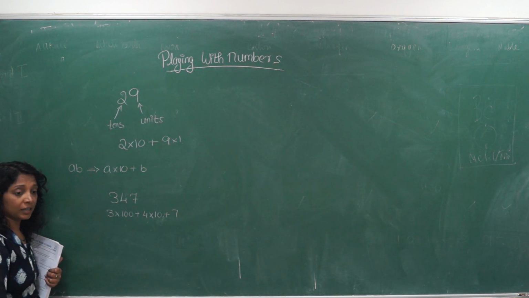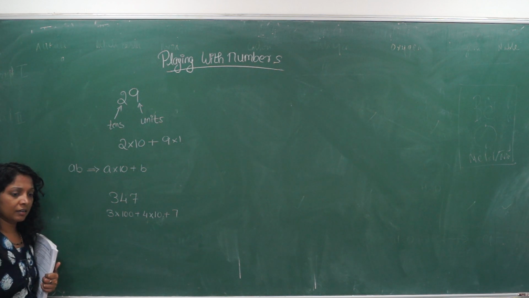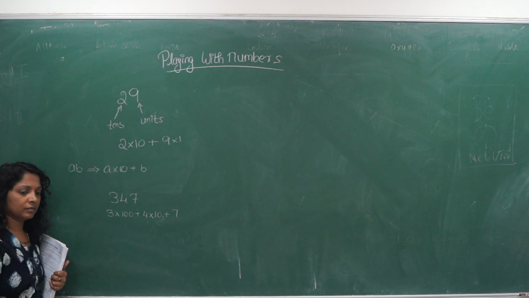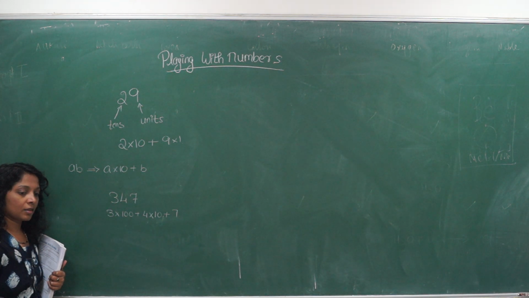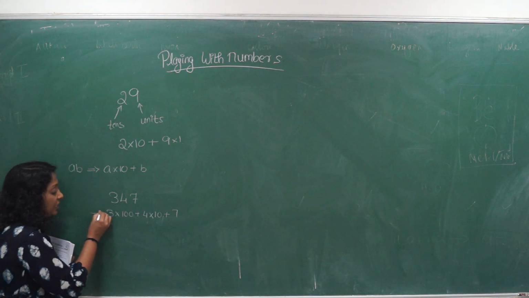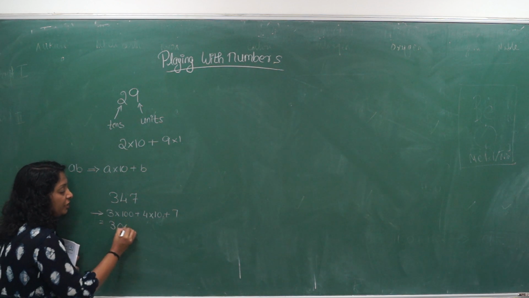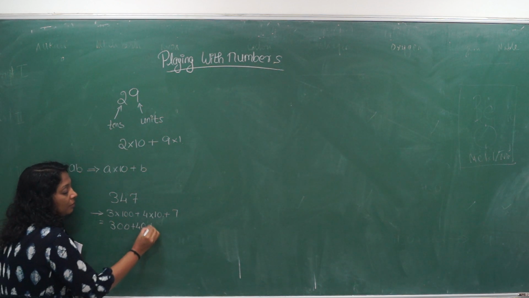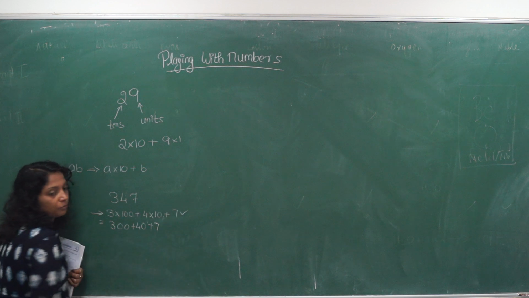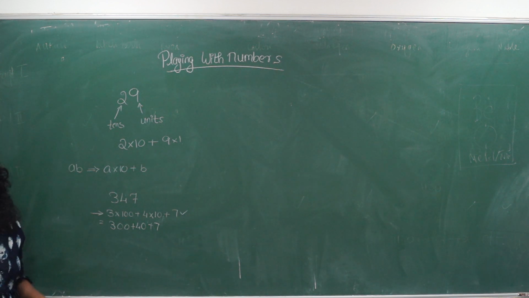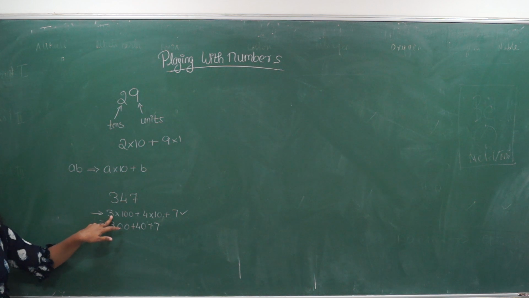If they ask us for the expanded form of a number, what will we write? This or 300 plus 40 plus 7? I would suggest पहले ये लिखो and then you will write which is equals to 300 plus 40 plus 7. But this is very important because this specifies... हाँ, this one is fine. लिखा तो भी चलेगा.